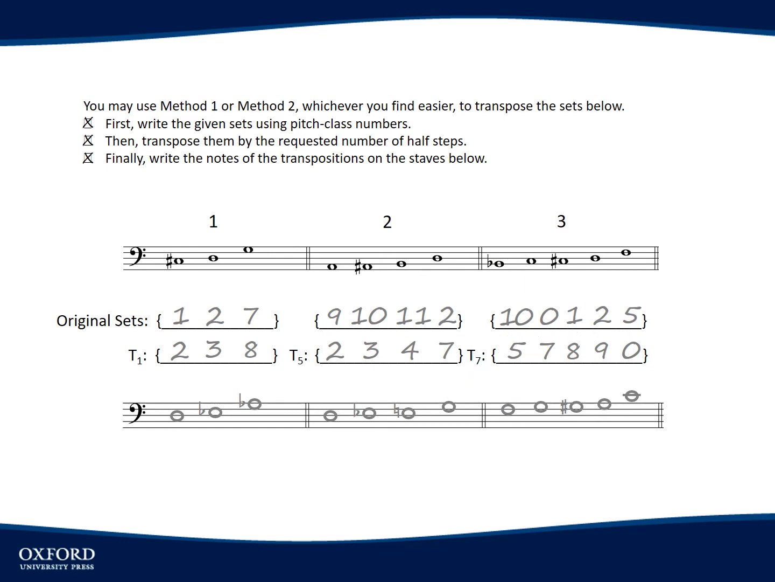And that's how we found the answers to the Your Turn problems on transposing sets.